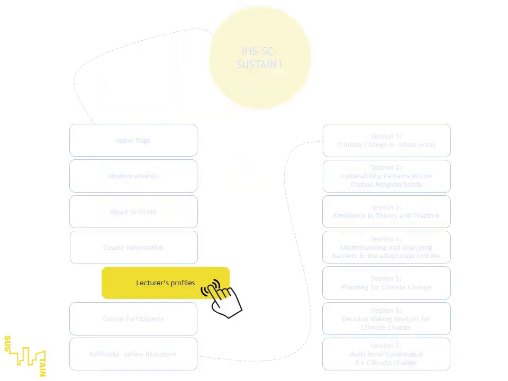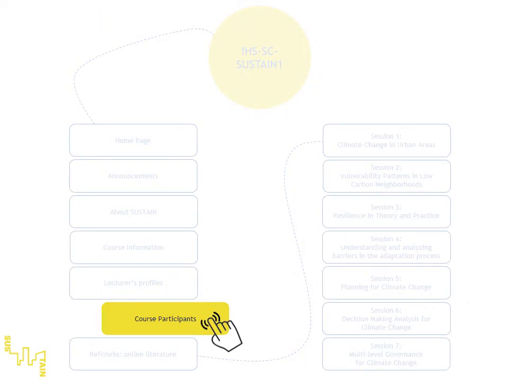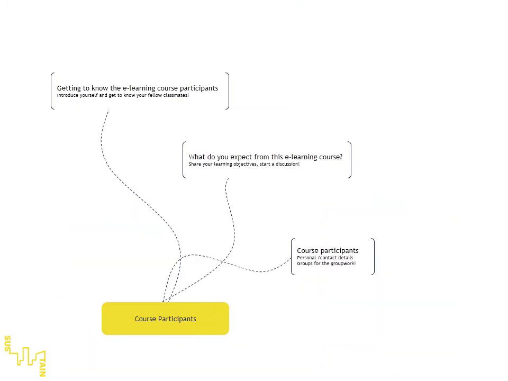If you are wondering who your lecturers are, then go to the Profile section. You will find short biographies of your lecturers as well as their contact information. On the other hand, to get to know more about the other course participants, go to the specific section. Here, you will find the names as well as contact details of your co-participants. We also encourage you to participate in the discussion boards, start introducing yourselves as well as get to know your fellow classmates, share learning objectives, and start the discussions.